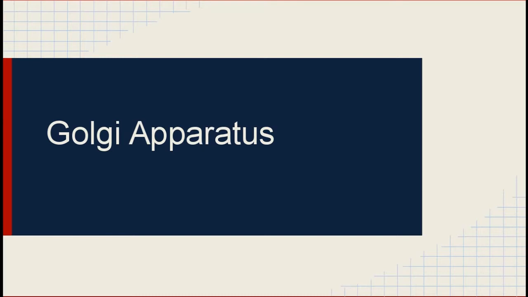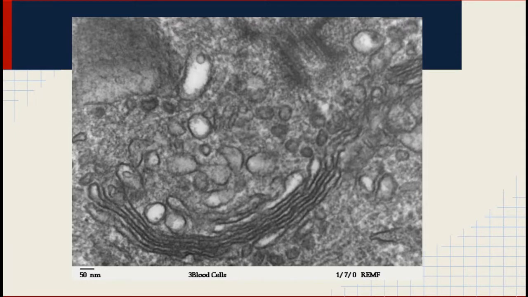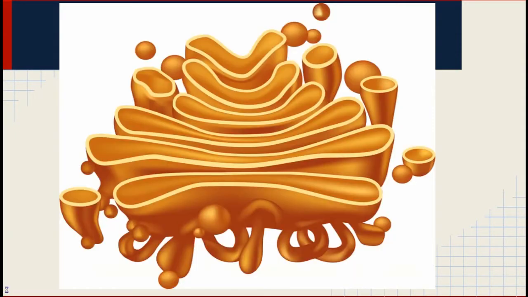It was discovered in 1897 by the Italian biologist Camillo Golgi, and that is why it is named after him. It is also called the Golgi complex, and this is how it looks photographed by a microscope, but this is how we will find it in our textbook, because it is much easier to study it like that. Now, its functions.